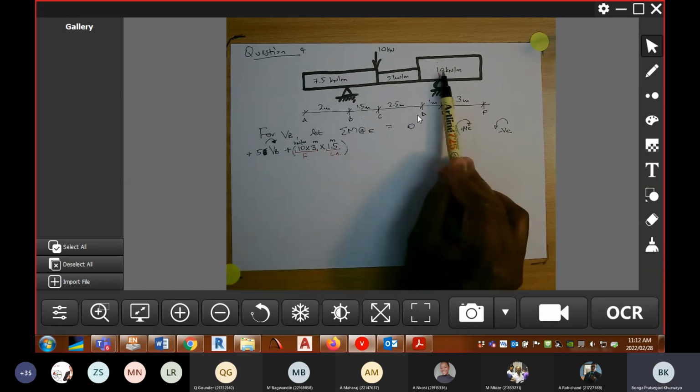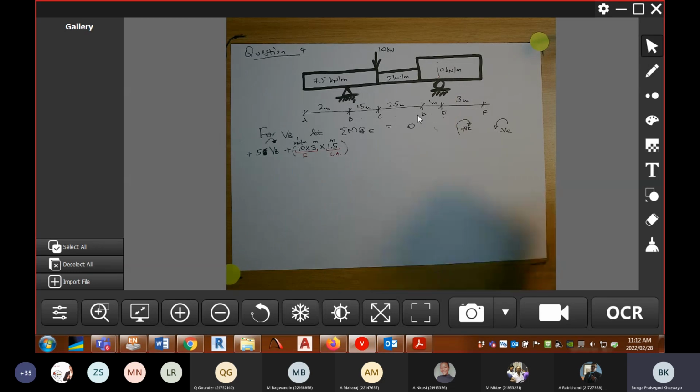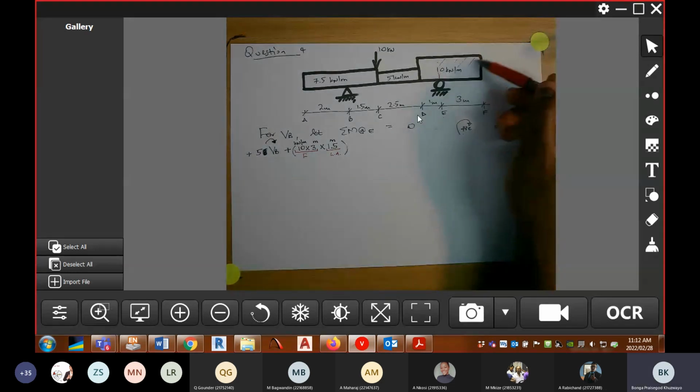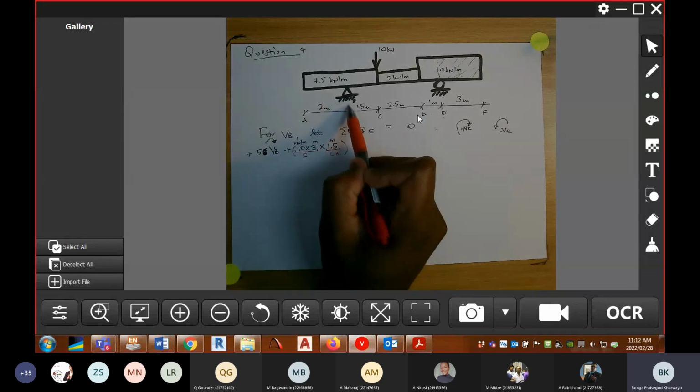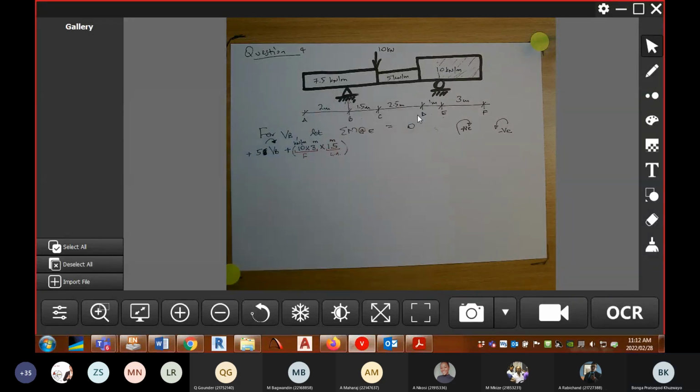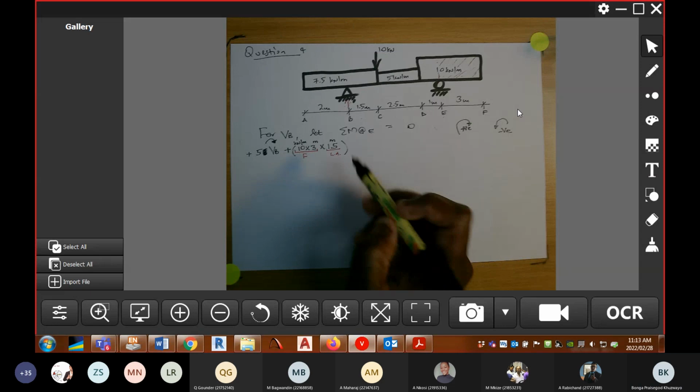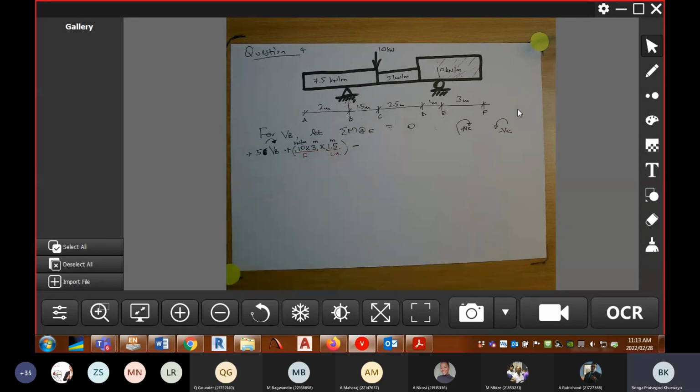I'm done with that part. So let me just highlight what we've done now. We've got that taken care of. We've got VB taken care of. Now we have loads that are going in the anti-clockwise direction about node E. So anti-clockwise is minus. So we've got minus there.